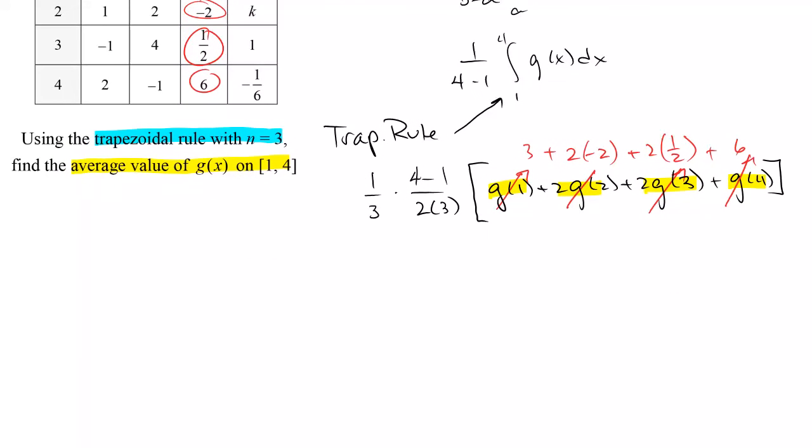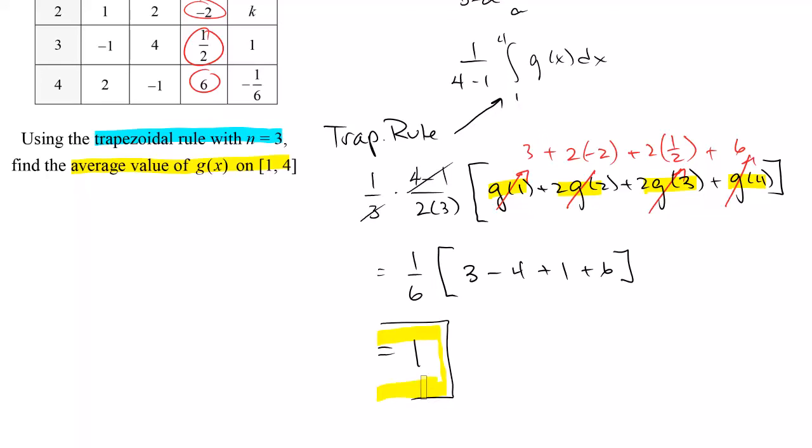Time to clean up. We have 1/3 times 4 minus 1, which is 3. Those are gone, giving us 1/6. Times, and we need to sum up 3 plus 2 times -2, which would be -4, plus 2 times 1/2, which would be plus 1, plus 6. 3 minus 4 is -1, plus 1 is 0. 0 plus 6 gives us 1/6 times 6, a final answer of 1, and that is a pretty nice little answer there.